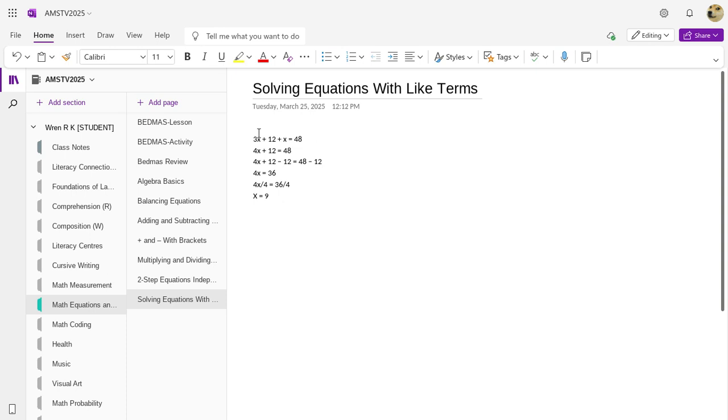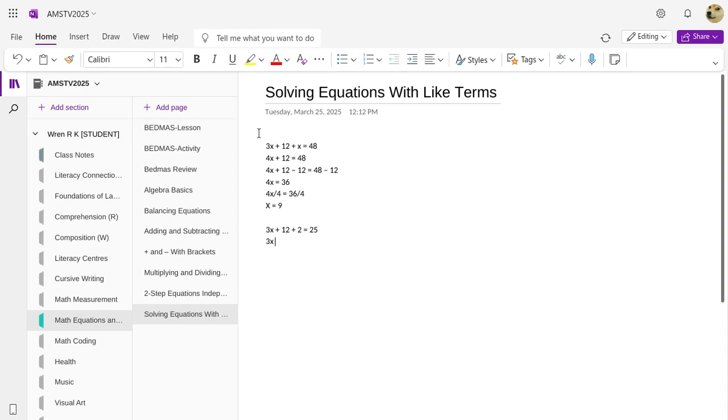All right, example B. 3x plus 12 plus 2 equals 25. We've got to put our like terms together in this question. It's the 12 and the 2. 12 plus 2 is what? 14. Good job. So I'd have 3x plus 14 equals 25.